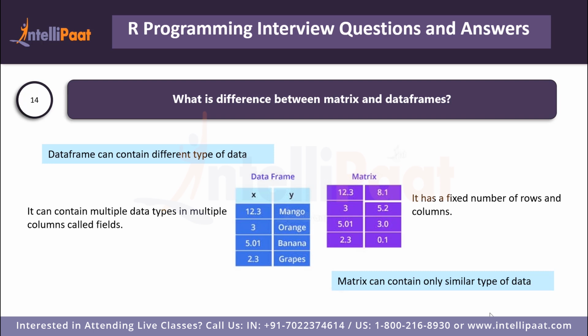Then coming to matrix, matrix can contain only similar type of data and it has a fixed number of rows and columns. So here you can see the values 12.3, then 3, 5.01, 2.3, and in the next column it has 8.1, 5.2, 3.0 and 0.1. So it can only contain the similar type of data. It cannot have different types of data such as in data frame. Now let us move on to the next question.